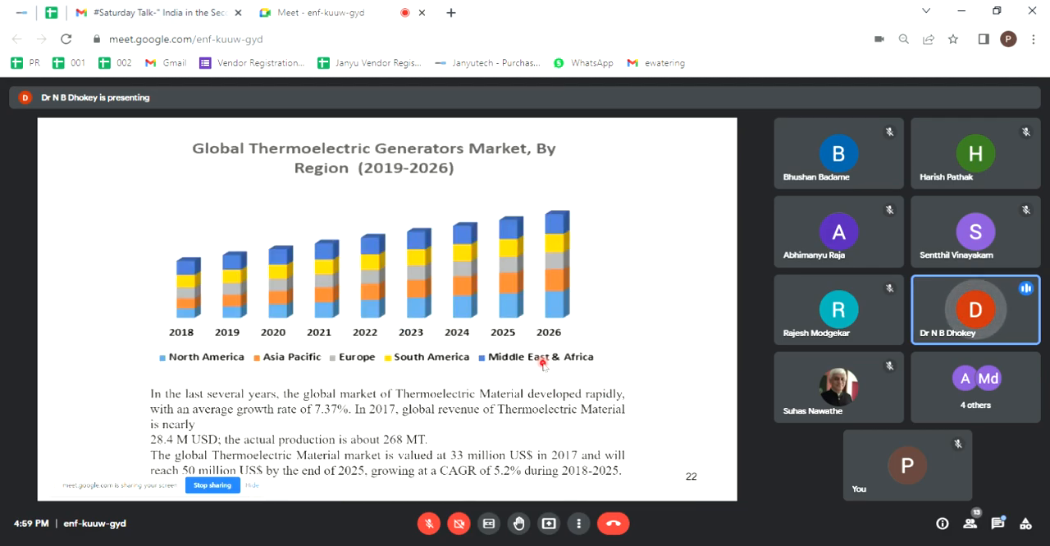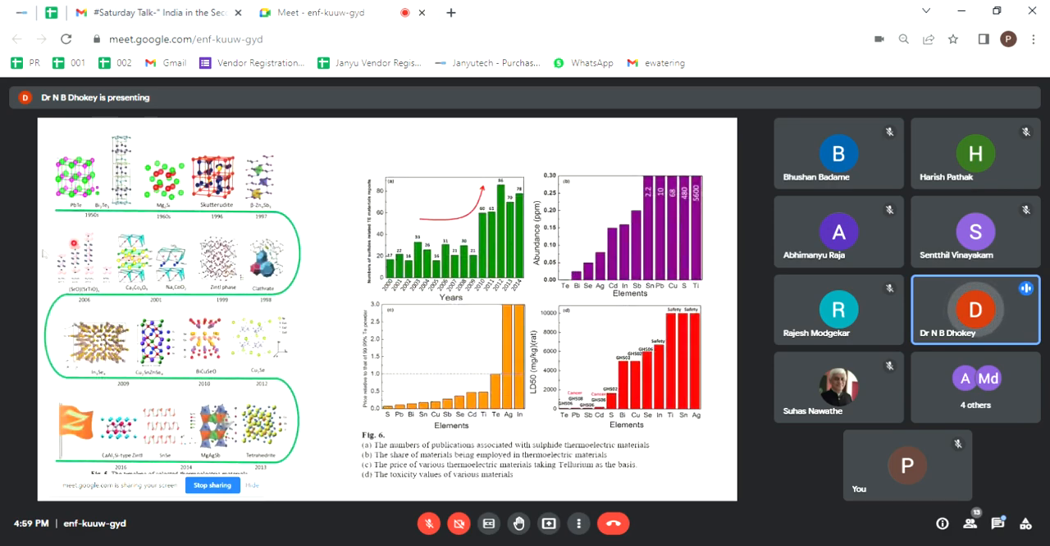If you look at the overall market here, the global thermoelectric generator market is going to grow from 2026. So one thing you have to do is design and develop new alloys and demonstrate their capacity, and so there is definitely a market to harvest the heat from this waste. If you look from the 1950s till date, you will find the journey of these materials in thermoelectric development.